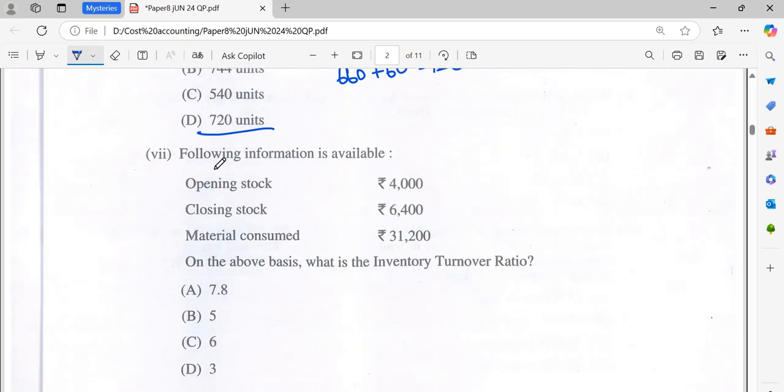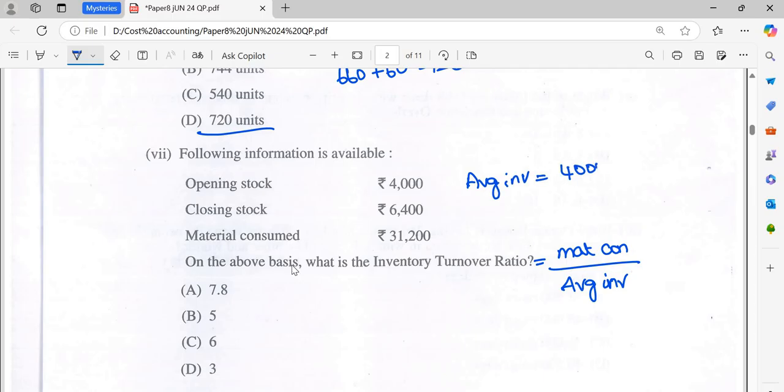Then following information is available. Opening stock 4,000, closing stock 6,400, material consumed 31,200. On the above basis, what is inventory turnover ratio? So formula for inventory turnover ratio is equal to materials consumed divided by average inventory. So first I will be calculating average inventory, that is opening plus closing divided by 2. So 4,000 plus 6,400 divided by 2. So 10,400 divided by 2, I will be getting 5,200 here.